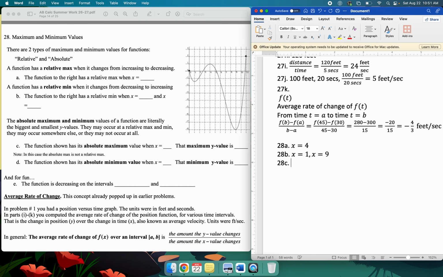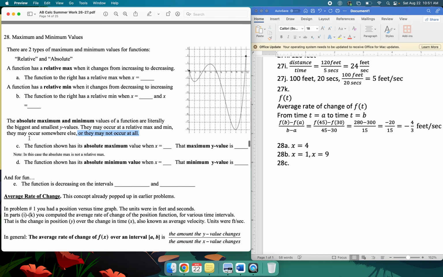28c, the absolute maximum and absolute minimum values are literally the biggest and smallest y values. They can occur at a relative maximum or minimum, and then it says somewhat cryptically they may occur somewhere else, or they may not occur at all. Let me say another couple words about that. We'll talk about this more in the course, but roughly speaking, a relative maximum is the biggest value locally. This guy is the biggest value in the neighborhood, but it's not the biggest y value in the entire universe. That occurs over here, right? So this guy is the absolute maximum, whereas this guy is only a relative maximum.